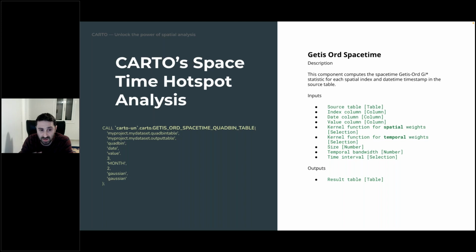Now, this is a function. So if someone wants to use CARTO and this functionality, this is the function that they should look for. Then they pass the information, and they can get the output in this table.